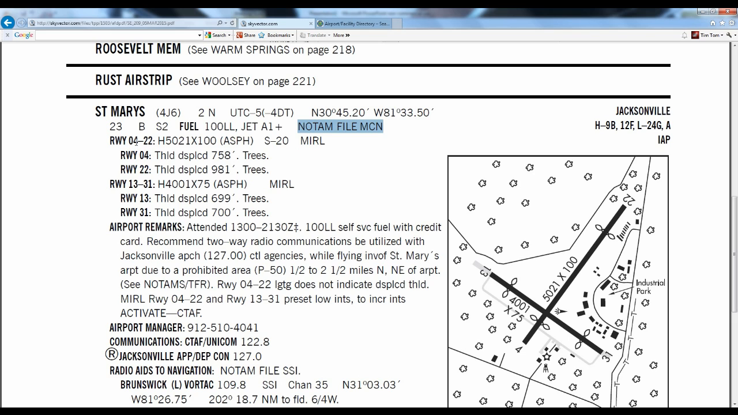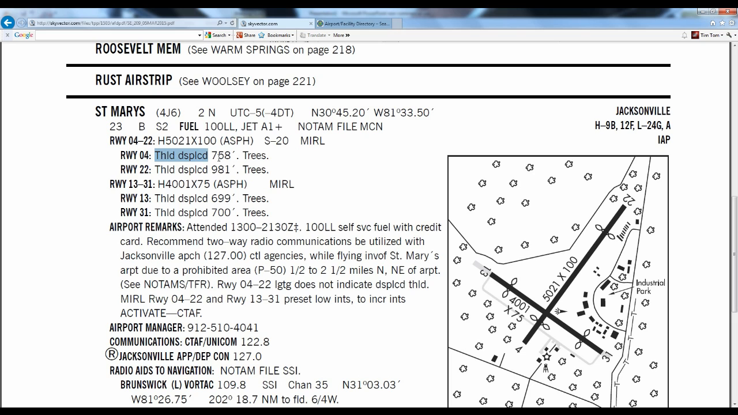Then we have runway information. Runway 4-22 is H5021 by 100 ASPH. That means hard surface, 5021 feet by 100 feet, asphalt. S20 is the weight bearing for that runway. Don't ask me what that means because I don't know. For flight simming, you can basically ignore that. MIRL means there are medium intensity runway lights. That's the edge lights. And then these list obstacles here.